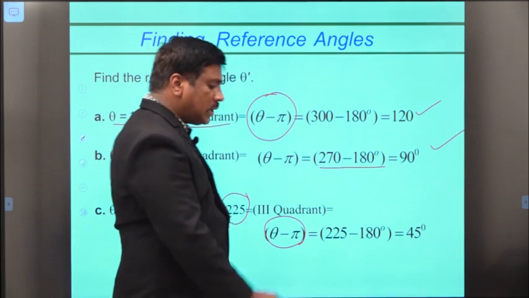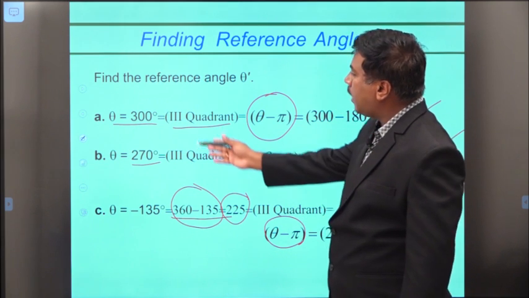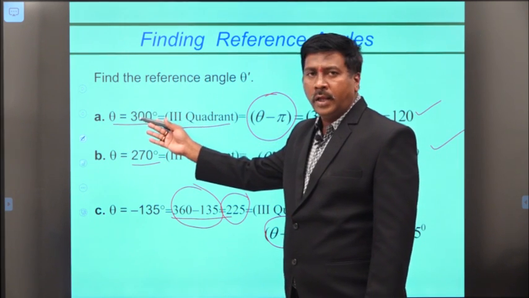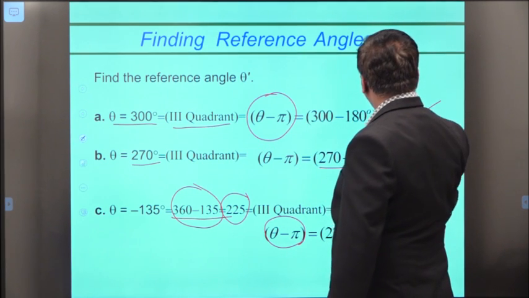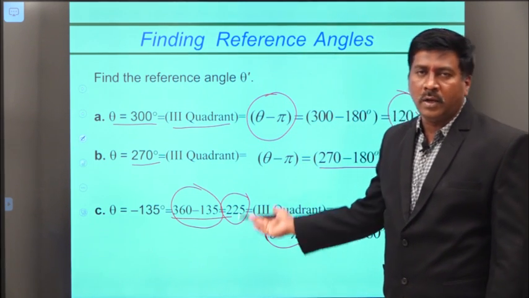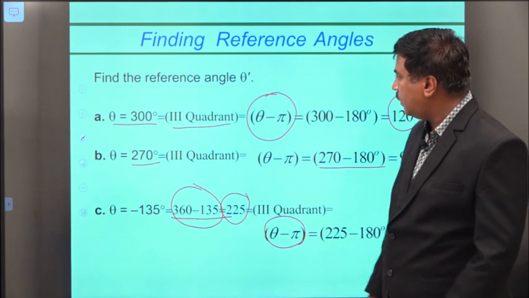So what is the use of these reference angles? Suppose we want to find the value of sine of 300 degrees. Then you have to use the reference angle, and whatever value is obtained there, you directly evaluate it. This is the main benefit of finding the reference angles.